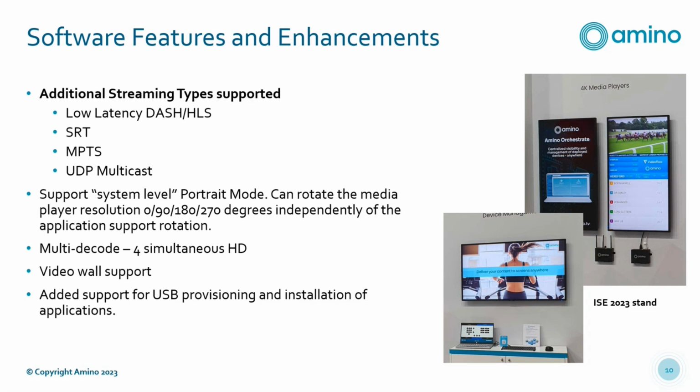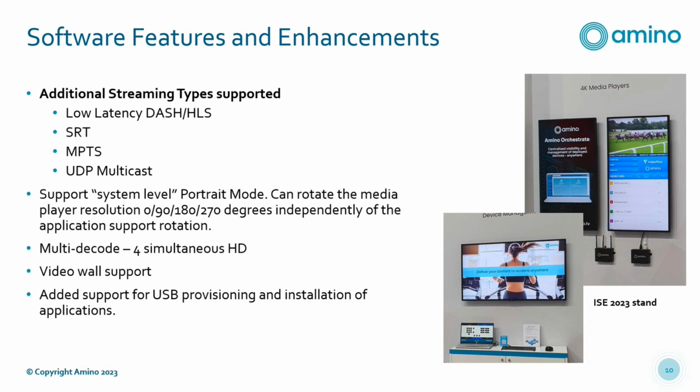Another thing that we've implemented is support for system level portrait mode. What this means is that if you're using, for example, a CMS app and you want to show a live video stream, but you need to show it in portrait mode, and maybe your CMS app doesn't support portrait mode yet, it doesn't matter. We can do that at a system level. We can change the rotation of the video without having to worry about what the application specifically supports there.